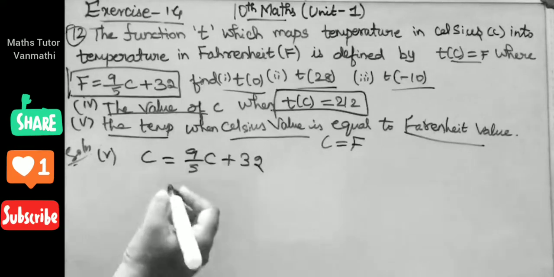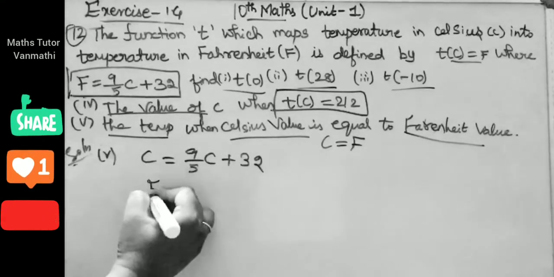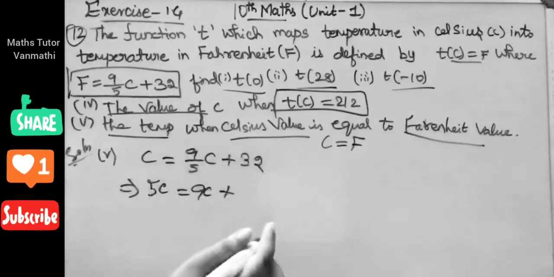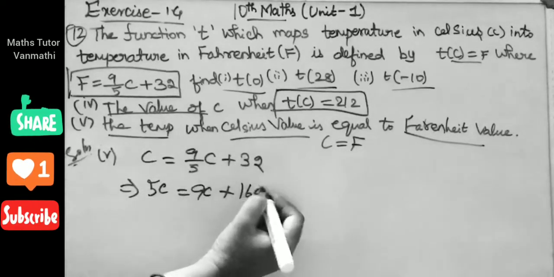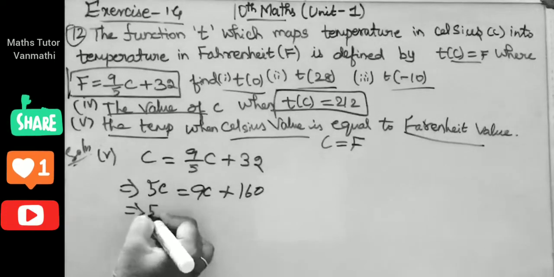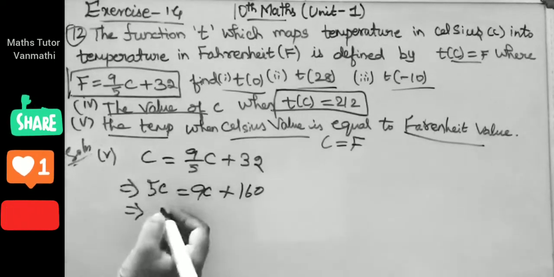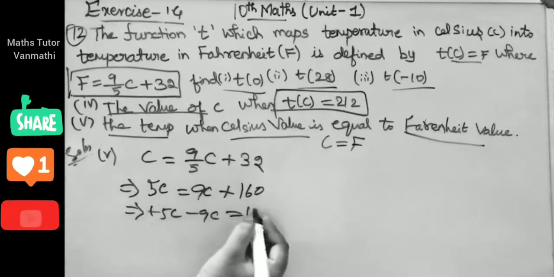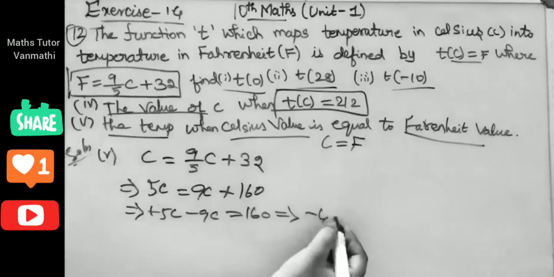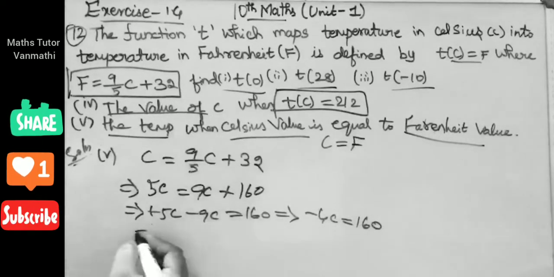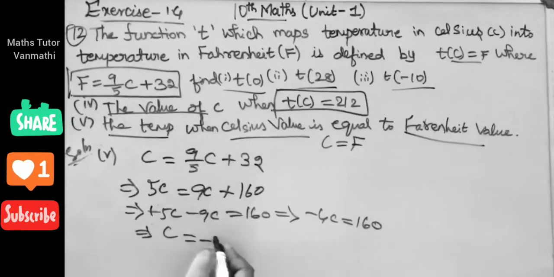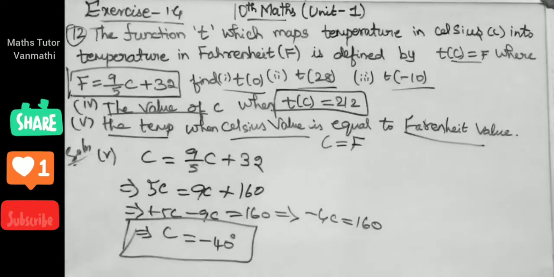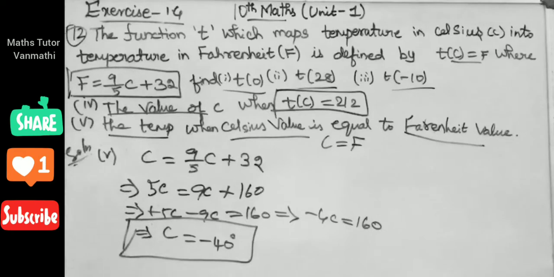Next we are cross multiplying, you get 5c equal to 9c plus 5 into 32, you get 160, which implies 5c minus 9c equal to 160, which implies minus 4c equal to 160, which implies c is equal to minus 40 degree. This is your fifth subdivision value.